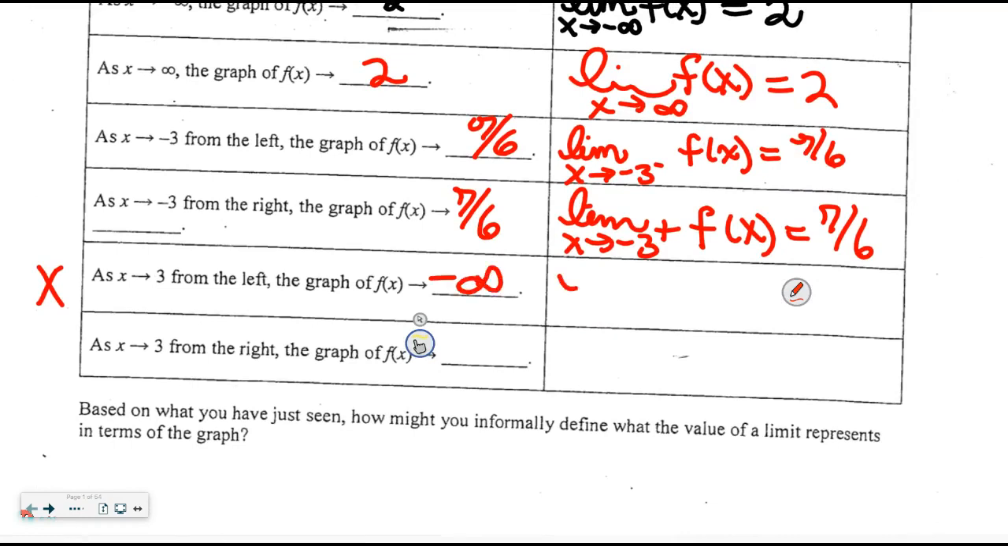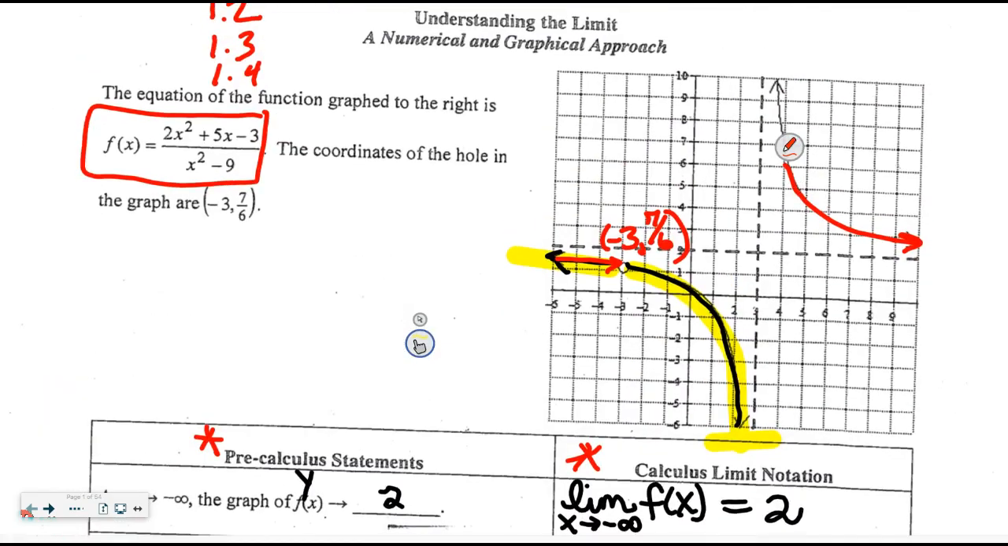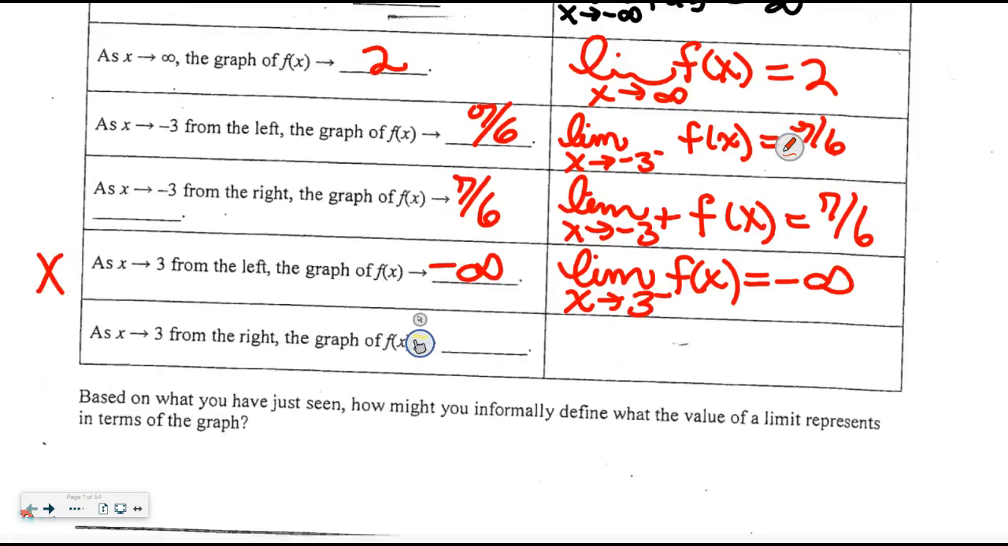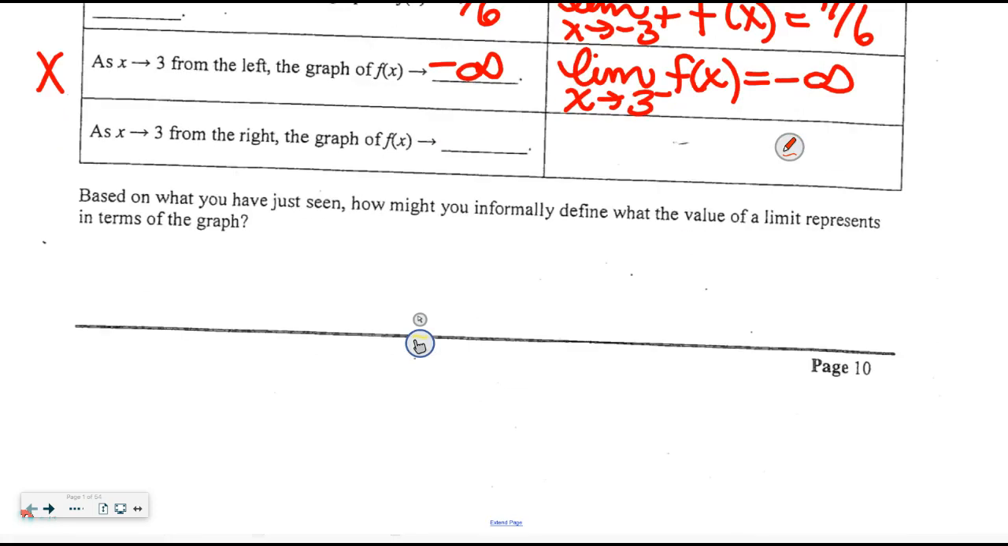So we would say the limit as x is approaching 3 from the left-hand side of the function is equal to -infinity. And likewise, from the right, it's going to +infinity. So if we go back up here and approach 3, we will be heading towards +infinity. And I should have said approach 3 from the right. And you go ahead and you write that in.